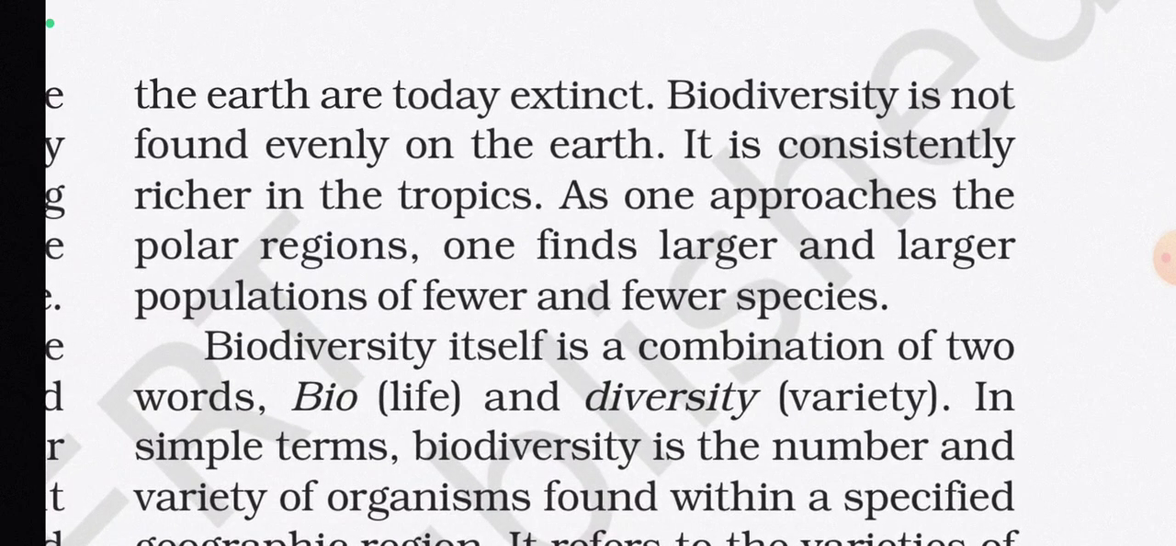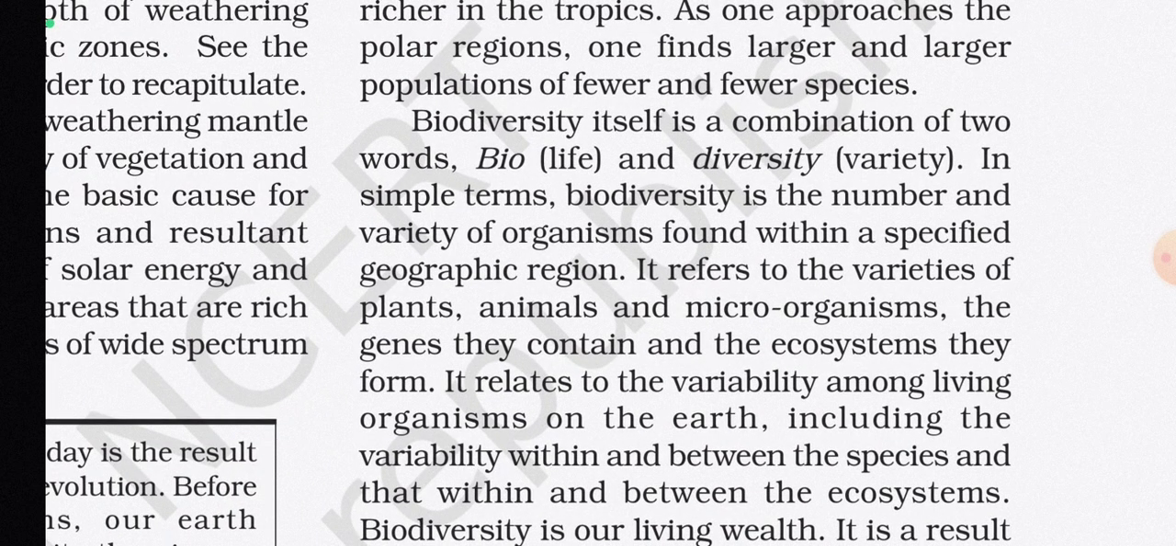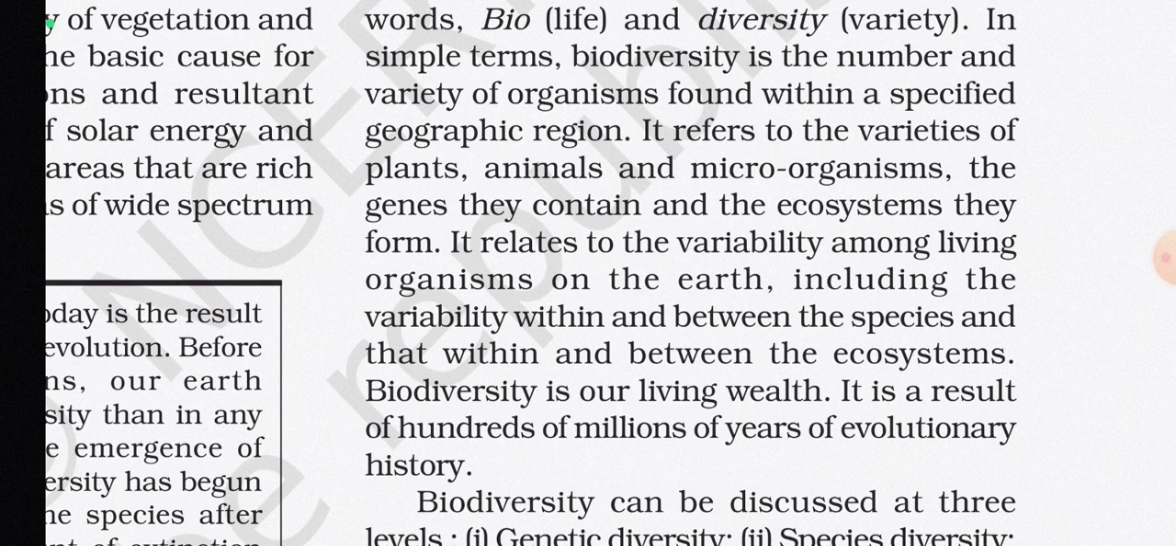It is consistently richer in the tropics. As one approaches the polar regions, one finds larger and larger populations of fewer and fewer species. Biodiversity itself is a combination of two words. Bio means life and diversity means variety. In simple terms, biodiversity is the number and variety of organisms found within a specified geographic region. It refers to the varieties of plants, animals, and microorganisms, the genes they contain, and the ecosystems they form. It relates to the variability among living organisms on the earth, including the variability within and between the species and that within and between the ecosystems.